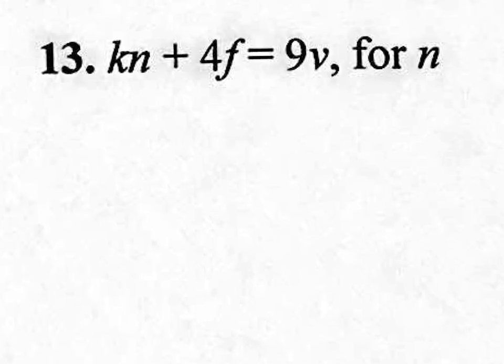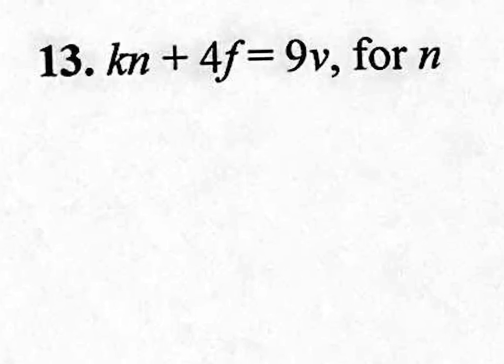So 13, what are they asking us to solve for? N. Where is N? Is it on the right side or the left side? Left side. Let's get N by itself. Here's N, but it has a K, it has a plus 4F. I need to get rid of everything except this N. That's the whole goal of solving, to isolate for N. So let's start getting rid of things.